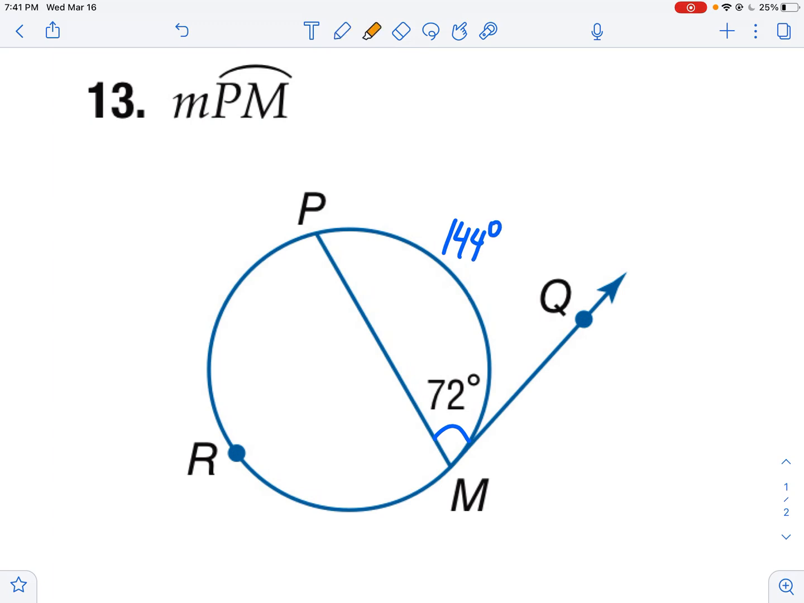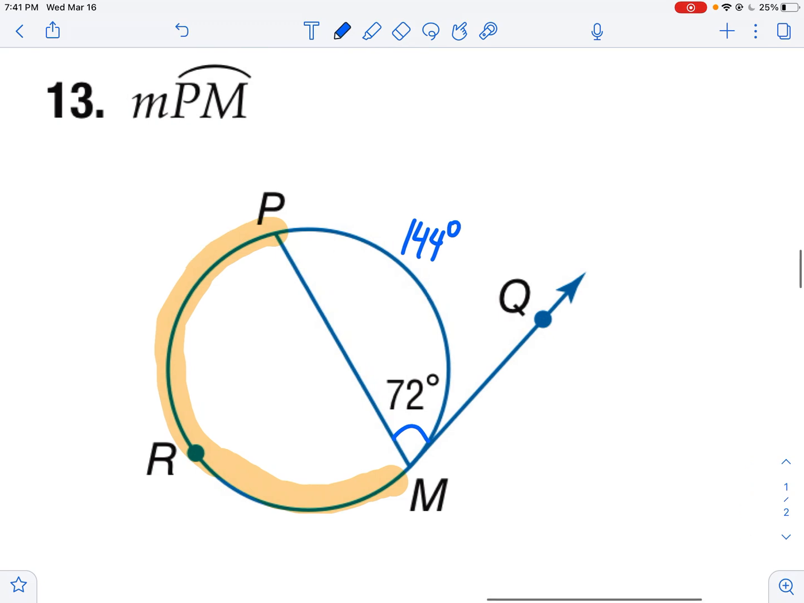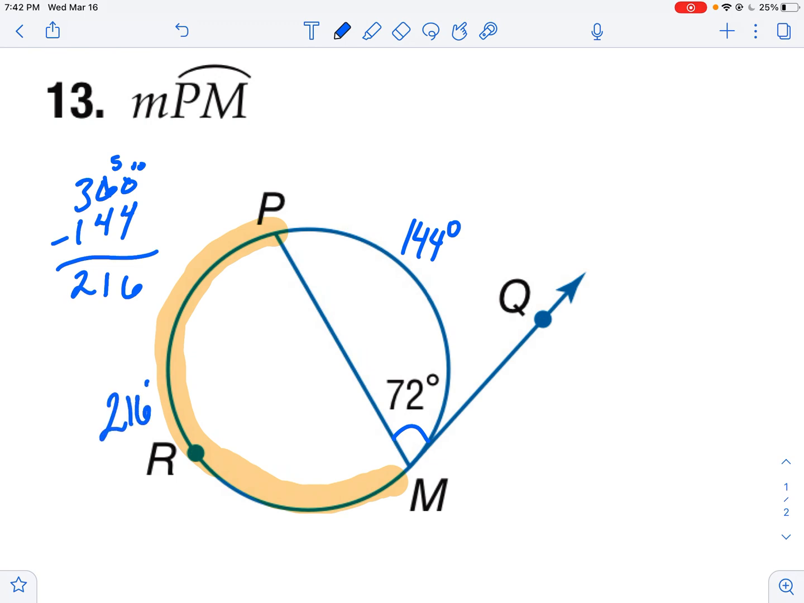Now, if I had asked for PRM, that would be the major arc here. I could find out what that is because it's the rest of the circle. So I could take 360 minus 144 and get 216 degrees there.